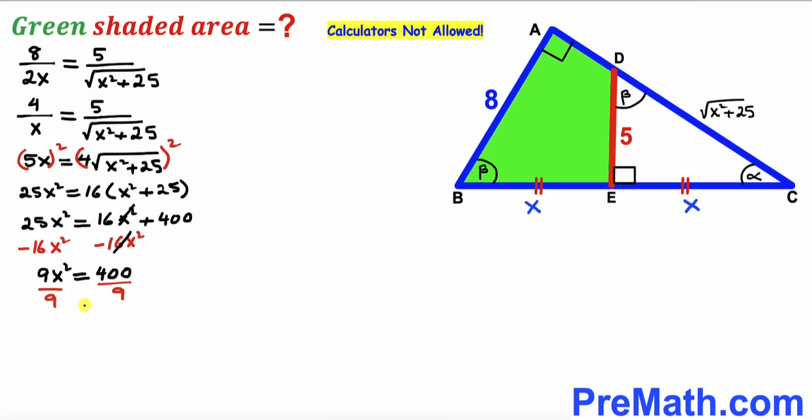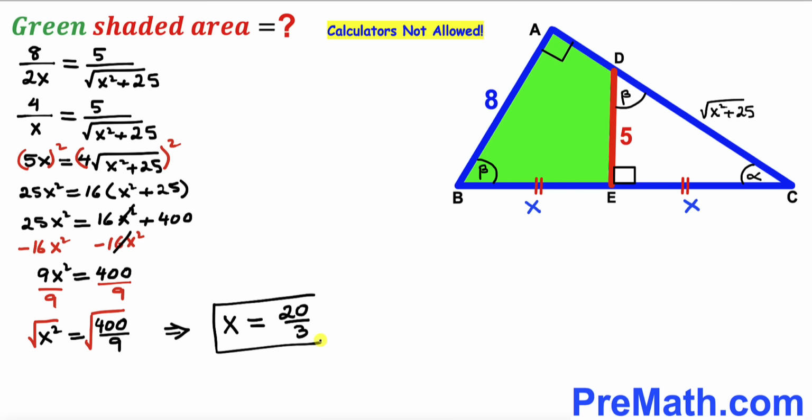And now we are going to divide both sides by 9. So therefore x square value is going to be equal to 400 divided by 9. And now I am going to undo this square by taking a square root on both sides. So therefore we could see that our x value simply turns out to be positive 20 divided by 3 units.